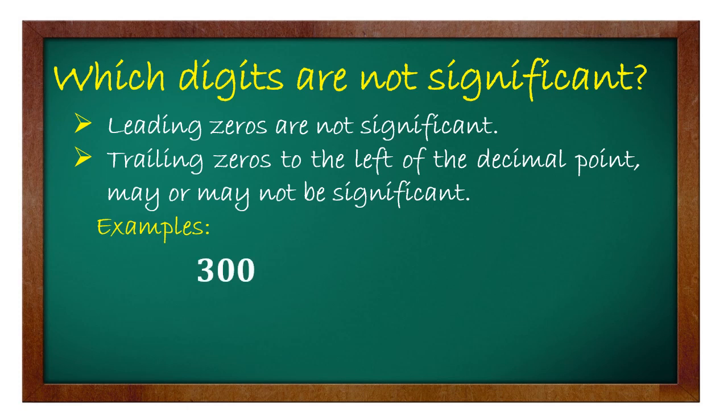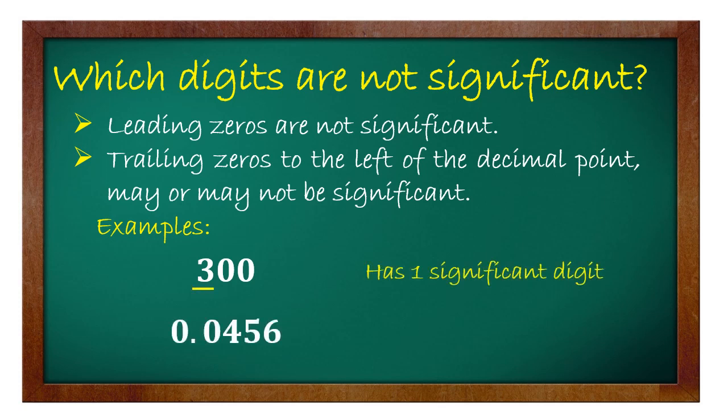Okay, so for example, 300. So, wala tayong decimal point, ibig sabihin, hindi mako-consider yung dalawang zero as significant. So, yung 3 lang ang significant natin. That means we have one significant digit. Next is 0.0456. So, yung zeros natin na nasa left side ng ating decimal, ibig sabihin, hindi siya mako-consider na significant since wala rin naman pong non-zero sa left side ng ating decimal point. So, that means ang significant digits lang natin dito is yung 4, 5, and 6. And we have a total of 3 significant digits.